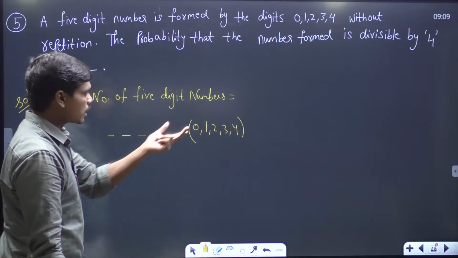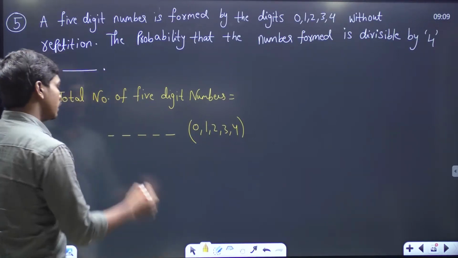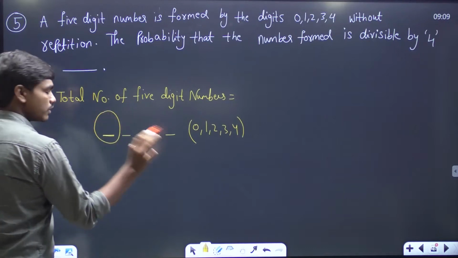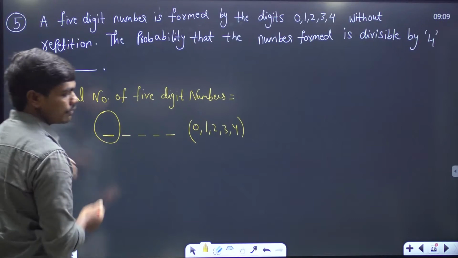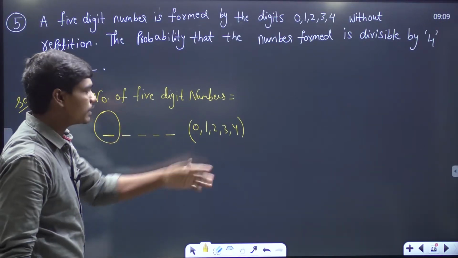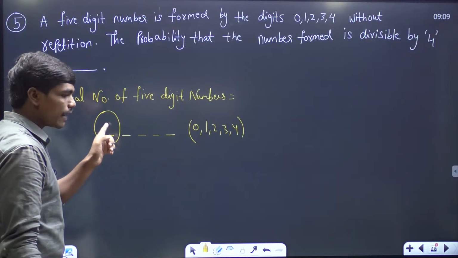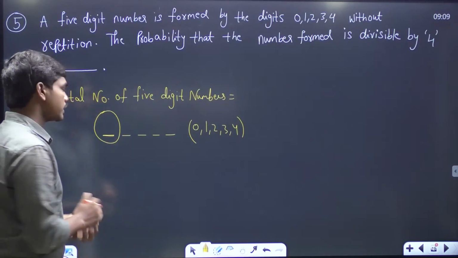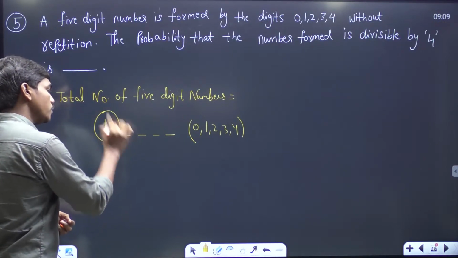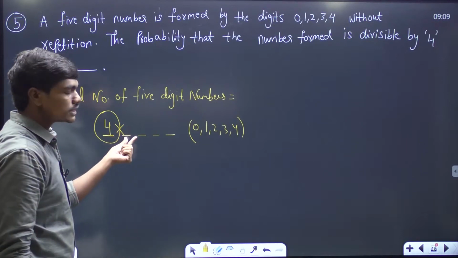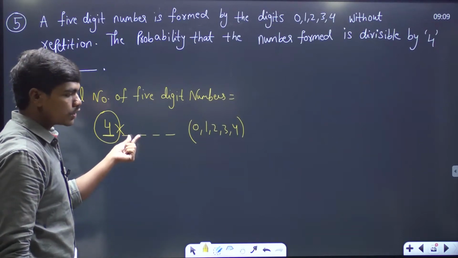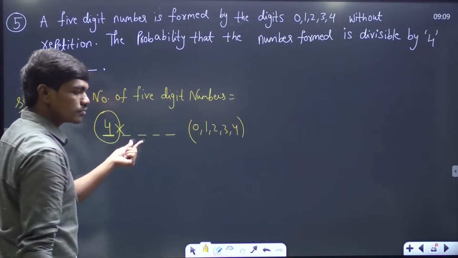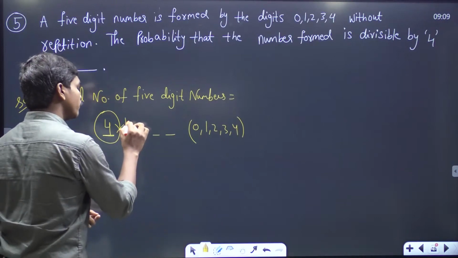So these are 5 places, and we have 5 digits to form a number. Correct? Now, for filling the first place, how many choices do I have? Don't think about the answer for some time, let us see the working procedure. If I want to form a 5-digit number using these digits, how many choices will I have to fill the first digit? 4. Correct? To fill the second digit, how many choices do I have? How many objects are left? 4. So I can fill this digit in 4 ways.